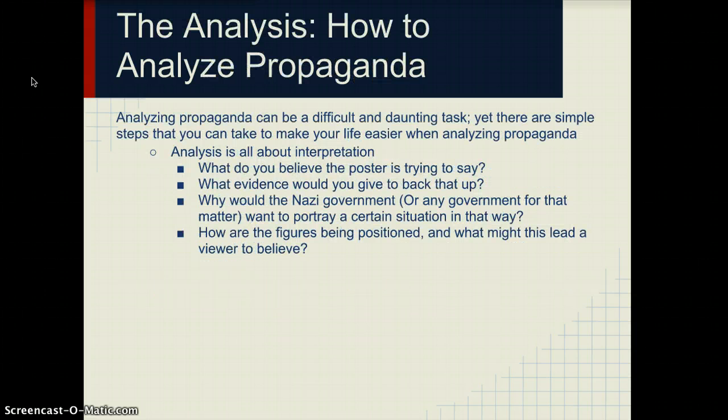The analysis of how to analyze propaganda. Analyzing it can be a difficult and daunting task, yet there are simple steps that you can take to make your life easier when analyzing propaganda. Now, analysis is all about interpretation. What do you believe the poster is trying to say, and what evidence would you give to back that up? Now, your arguments are going to be best founded in evidence. Give examples from what was going on at the time, and why would the Nazi government, or any government for that matter, want to portray a certain situation in that light? And how are the figures being positioned, and what might this lead a viewer to believe?